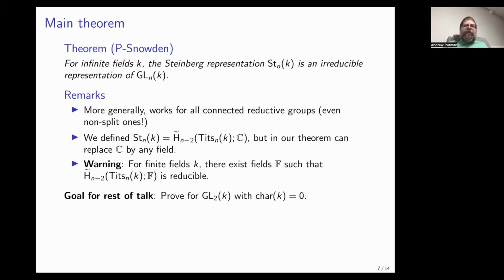And so my goal for the rest of the talk is I want to prove the simplest case of this. I'm going to impose two conditions here. I'm going to first just focus on GL_2(K), because there's two reasons for that. For GL_2, you see the Steinberg representation is H_0. So you don't really need to know any topology to think about H_0 of a space. It's so simple.